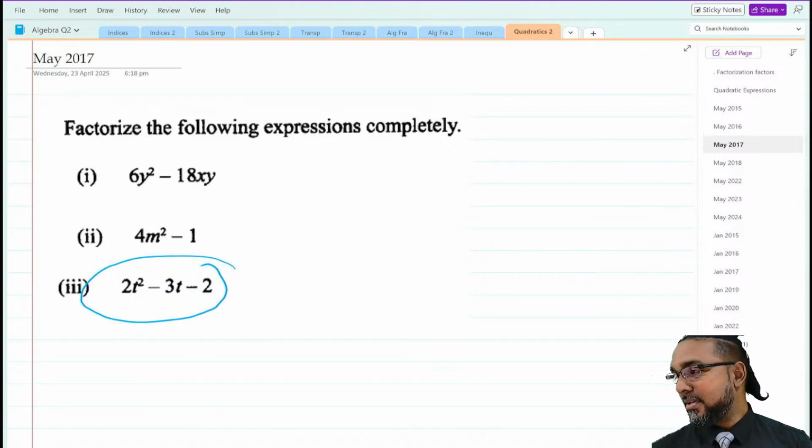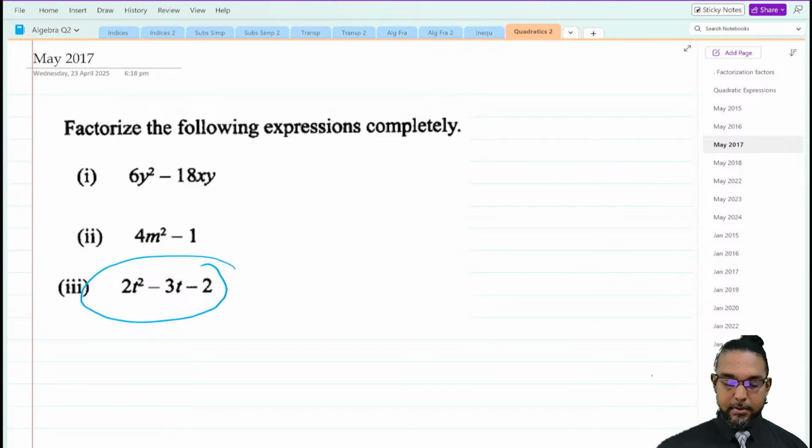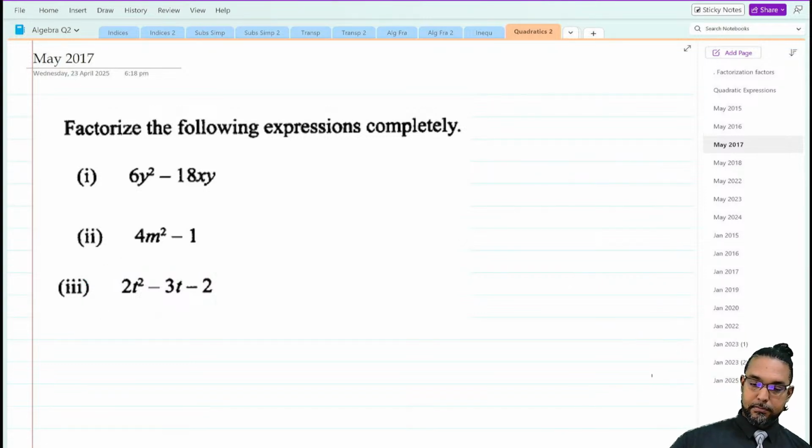What time was that? Normally 6:30. So I aim for 6:30, but 6:45 I normally start. So I'll lose 15 minutes. Yeah.